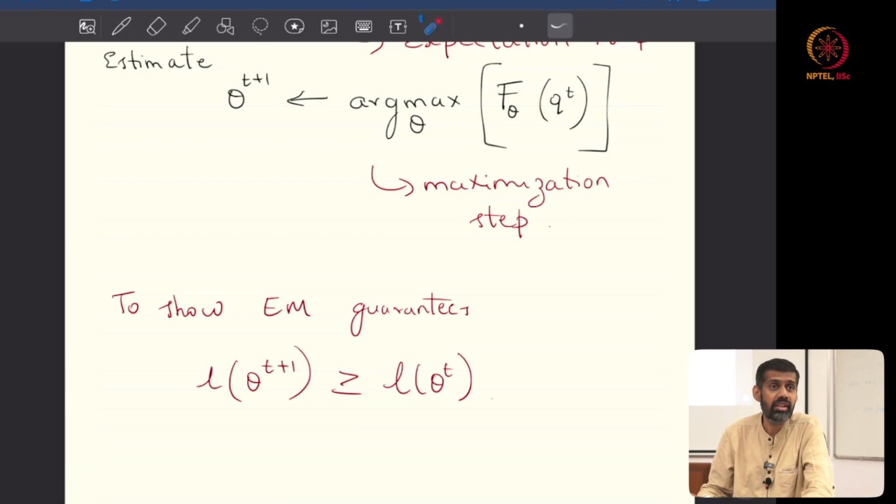Come again? What is the stopping condition for this? Good question. What is the stopping criteria for this? I will tell you next class.